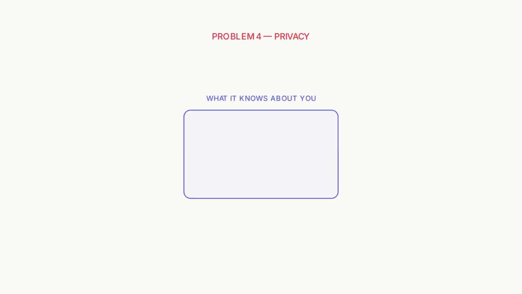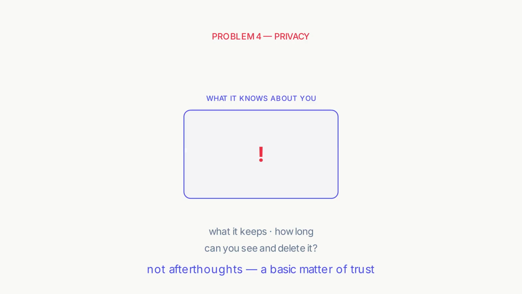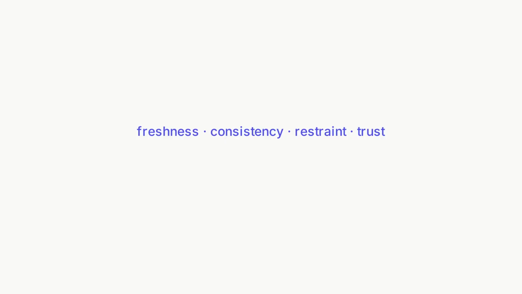And there's one more which isn't technical at all: privacy. An agent that remembers everything about you is holding something genuinely sensitive. What it keeps, how long it keeps it, and whether you can see and delete it aren't afterthoughts. They're a basic matter of trust. Freshness, consistency, restraint, and trust. Get those right, and memory quietly transforms an agent.